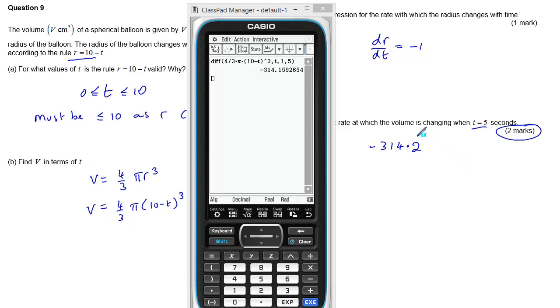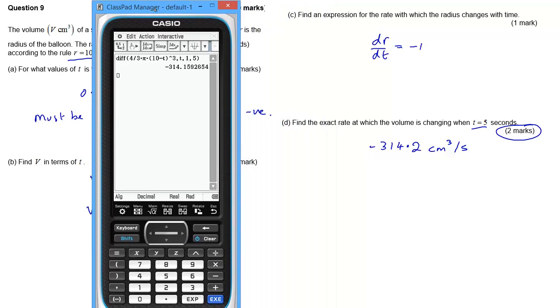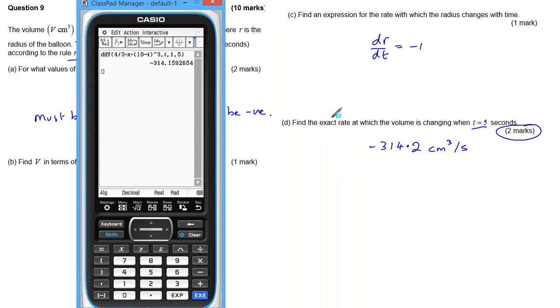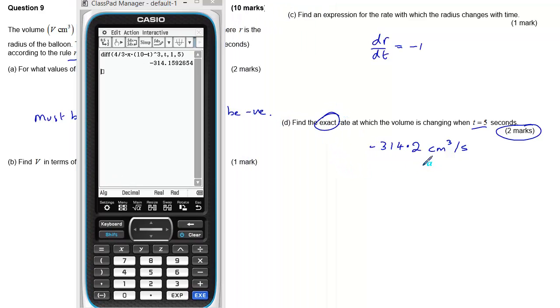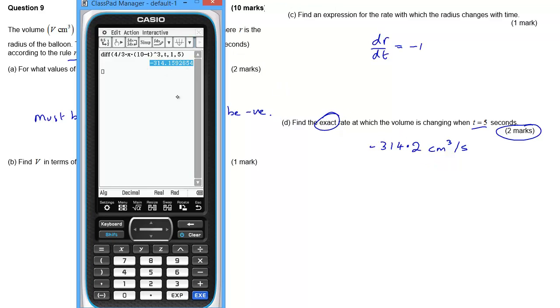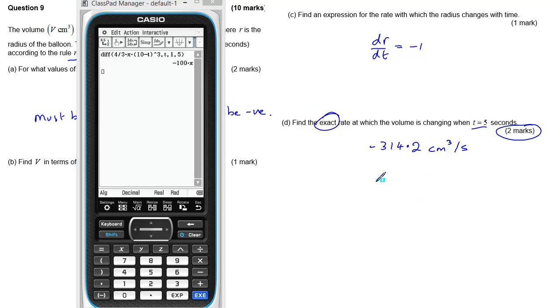And we get −314.2, and that's going to be in centimeters cubed per second. It's always worth checking whether you've answered a question properly. Note this says exact. I've given a decimal, so that's no good. I should have been in standard mode, but I can change it to −100π centimeters cubed per second. That's the answer I should give.